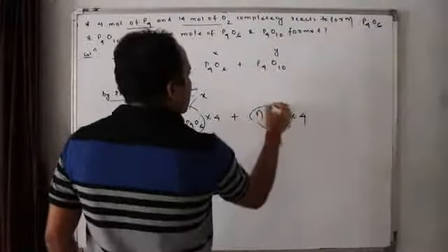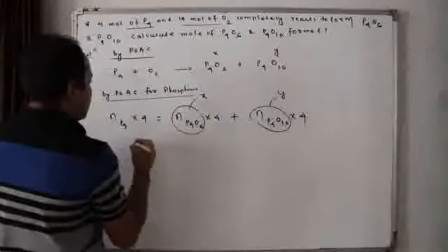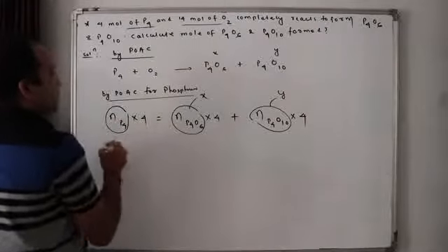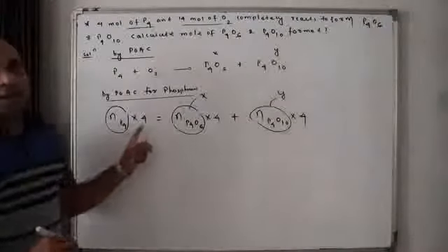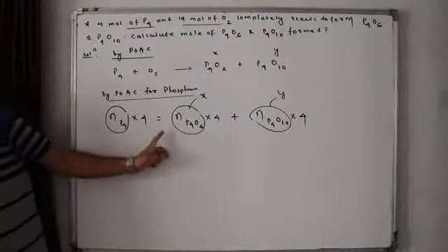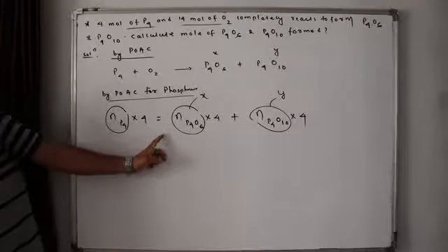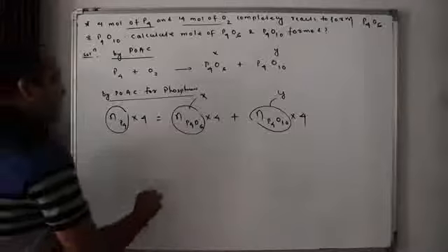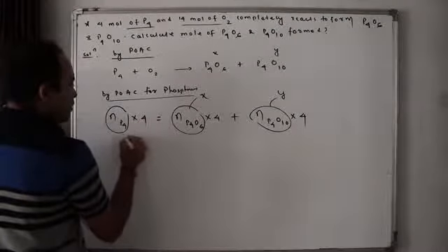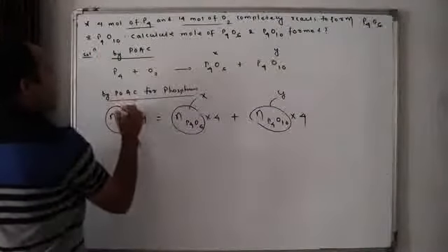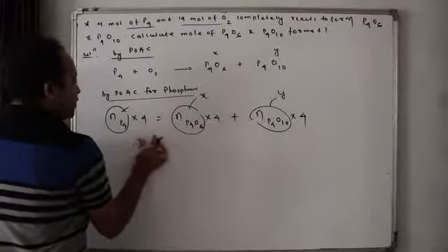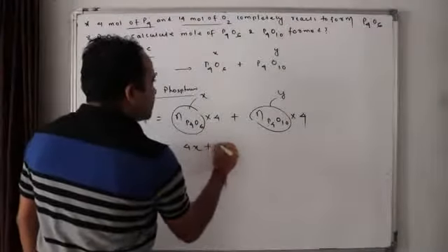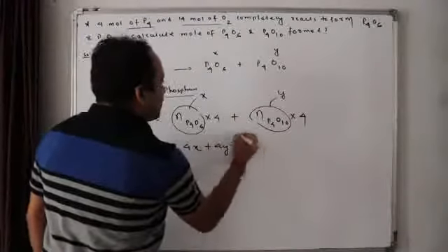Now, we know this is X. We know this is Y. What is the equation from this? Number of moles of phosphorus taken. What is the number of moles of phosphorus taken? Given already 4 moles. So 4 into 4, 16, is equal to 4x plus 4y. Equation 1.